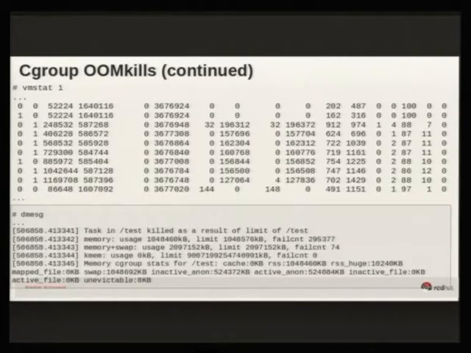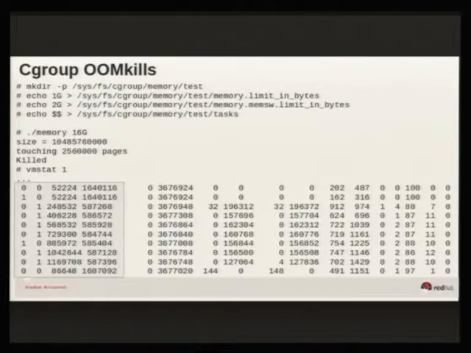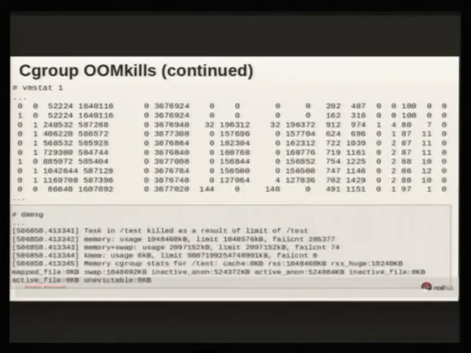when the kill happens, it puts all the memory back on the free list. And in the dmesg file, the difference between a process that has been killed because of a cgroup limit versus a global one is it'll tell you that task in /test, which is the name of the cgroup that I created, it'll tell you the reason that it killed the process.